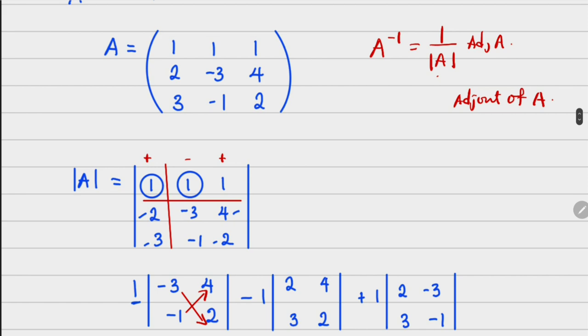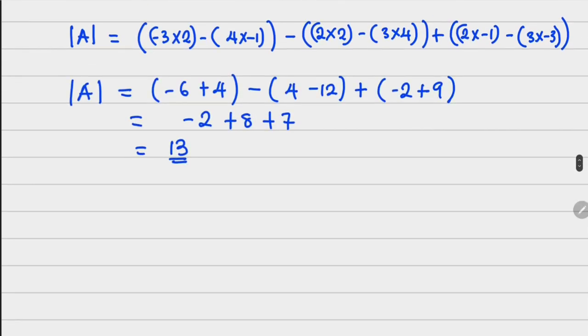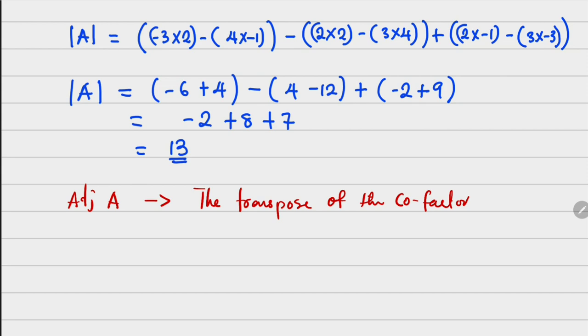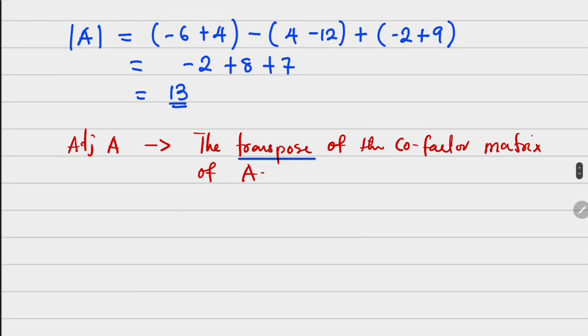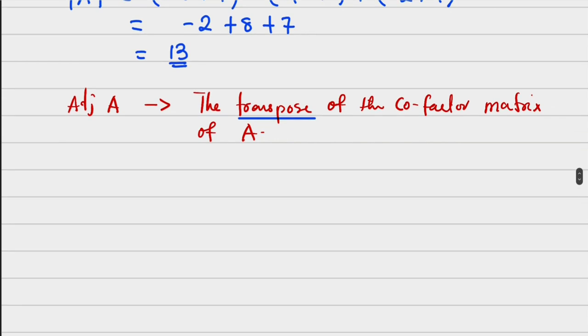Then let's go to adjoint of A. What does that mean? Adjoint of A. I told you I'm going to talk to you about it. So the adjoint of A. Now, the adjoint of A is actually going to be the transpose of the cofactor matrix of A. Now, what do we mean by this? I'm going to be explaining this word transpose when we continue, okay? But the immediate thing to talk about here is cofactor.